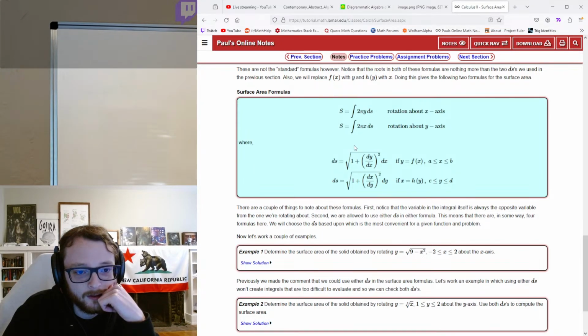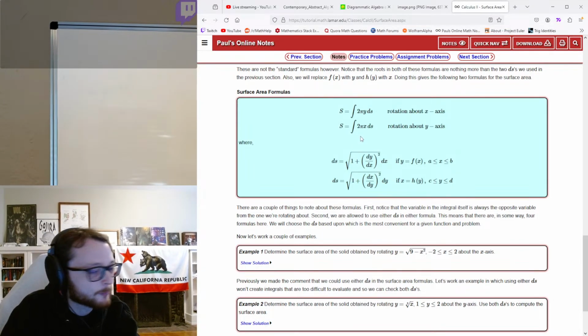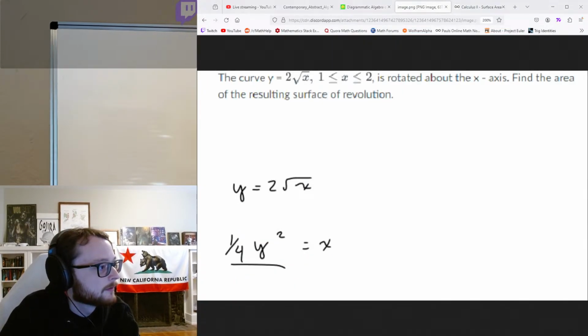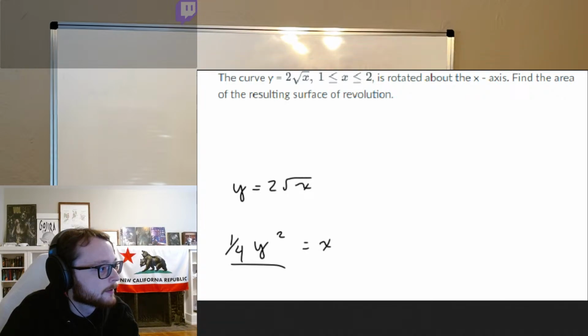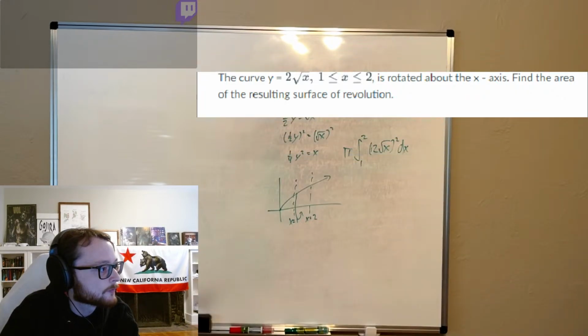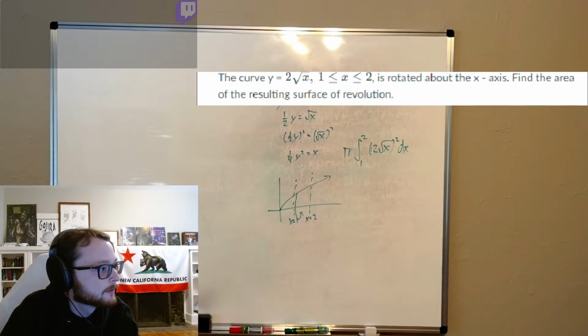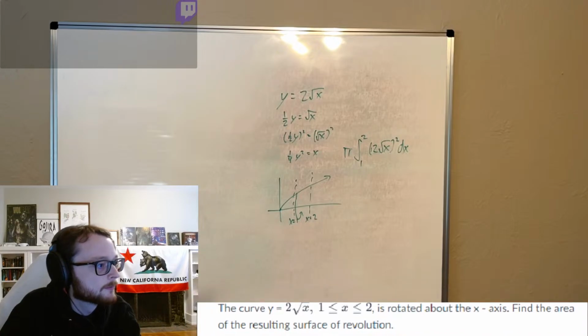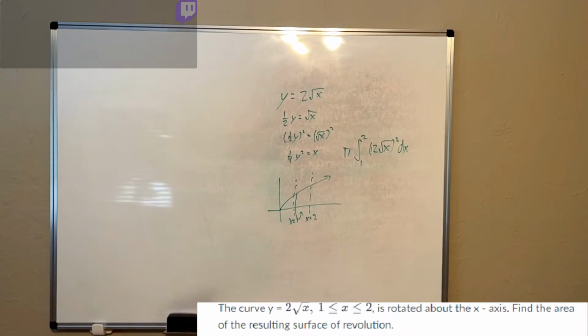I'm not in love with the way that Paul's notes presents the formulas here, so let me just rewrite it. It makes you do a lot of mental visualization for what the formulas you actually need are. If we're rotating about the x-axis, I mean, I can't believe I did that.